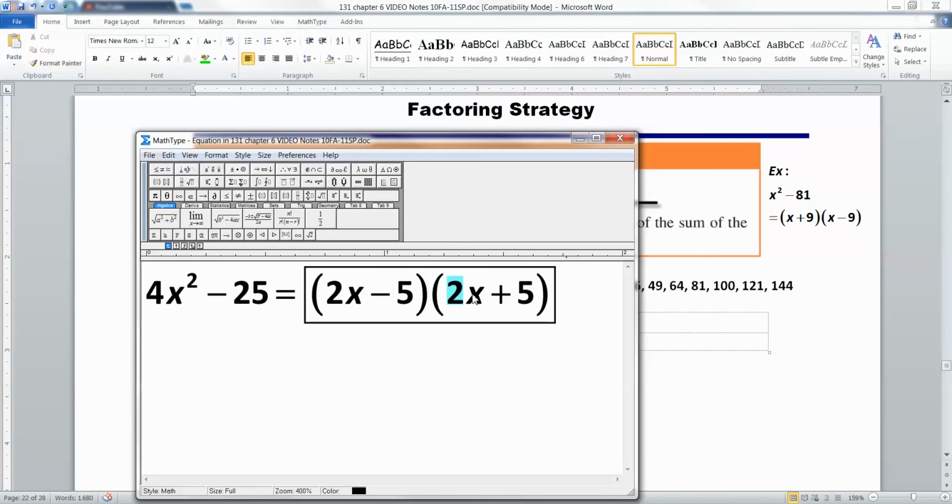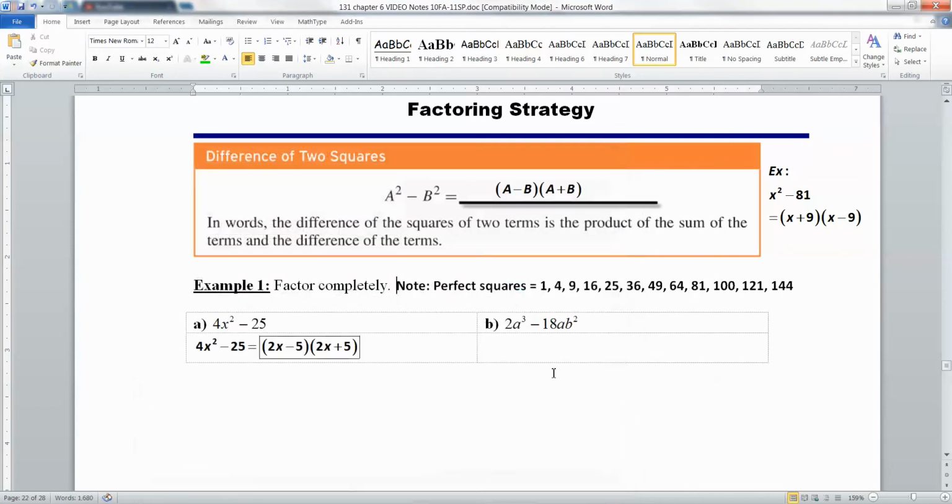They're gone. No middle term. That's why we have no x term over here. And then minus 5 times positive 5 makes minus 25. It's as simple as that.